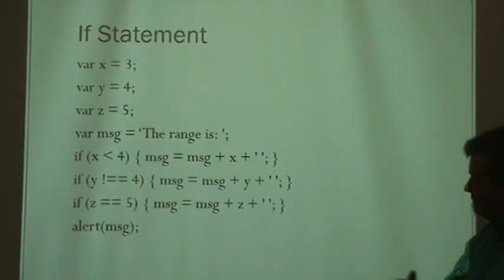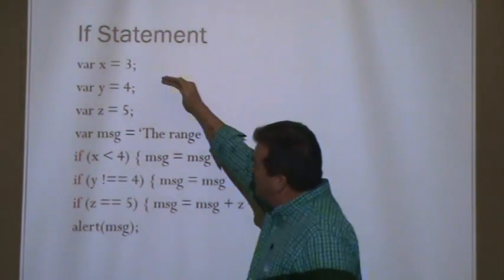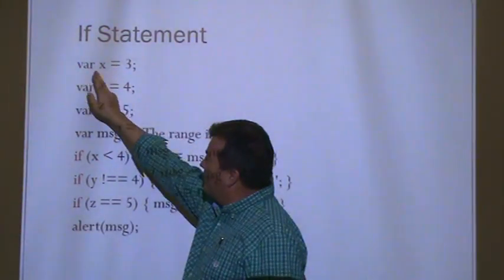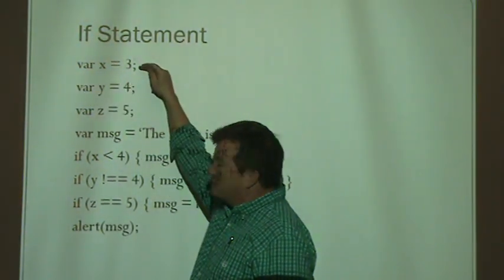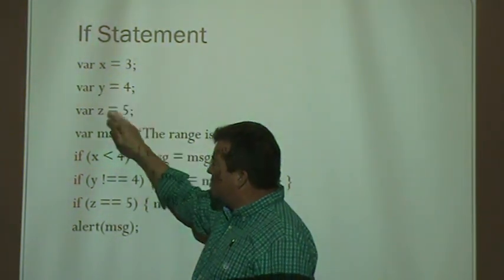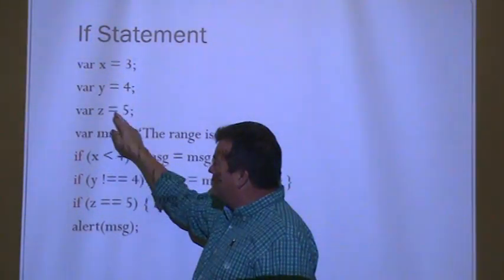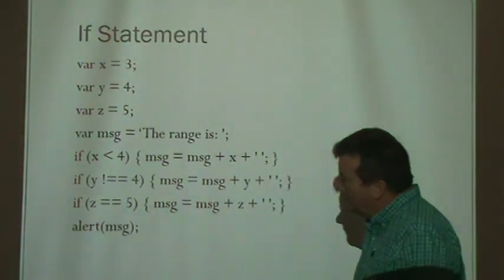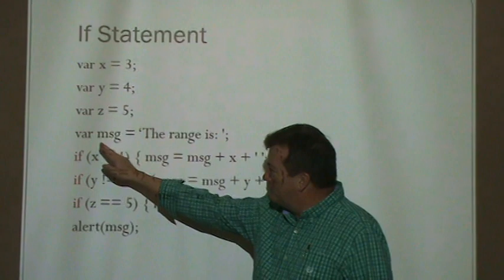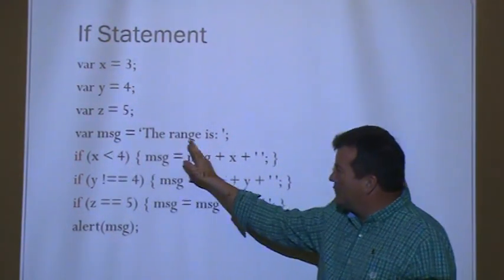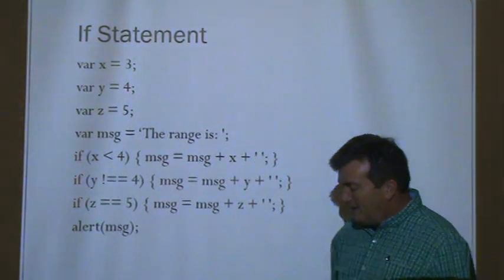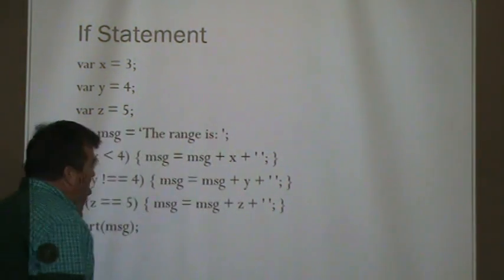Well, we've talked earlier in the semester where we have lines of code that run no matter what. So if we say variable x equals 3, that line is going to run for sure. Variable y equals 4, that's going to run for sure. Z equals 5, that's going to run for sure. And then we're going to make a message. We're going to print out a message, and we're going to say variable message equals the range is, the string.